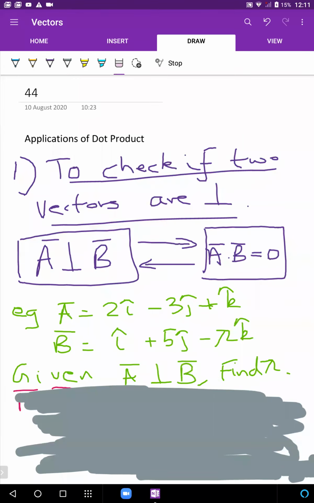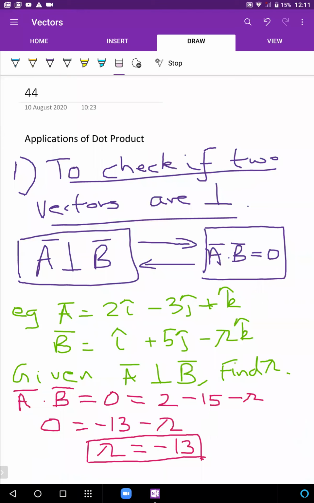Mohammed, good. कैसे? Simple. What is the basic concept? तो डॉट प्रोडक्ट 0 होना चाहिए. परपेंडिकुलर है मतलब डॉट प्रोडक्ट 0 होना चाहिए. वेरी सिंपल. डॉट प्रोडक्ट कैसे निकालना है? 2 into 1, 2, minus 3 into 5, minus 15, 1 into minus lambda, minus lambda. So what equation am I getting? I'm getting 0 is 2 minus 15 minus lambda. मतलब 0 is minus 13 minus lambda. Take lambda onto that side. Lambda is equal to minus 13.